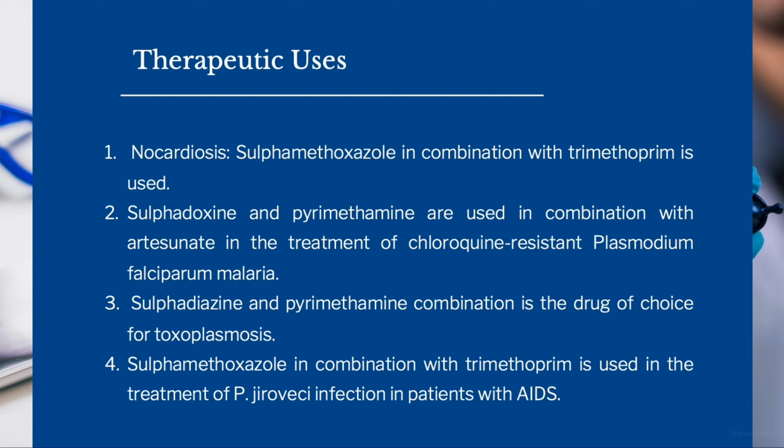Sulfadoxine and pyrimethamine are used in combination with artesunate in the treatment of chloroquine-resistant Plasmodium falciparum malaria. Sulfadiazine and pyrimethamine combination is the drug of choice for toxoplasmosis. In nocardiosis, sulfamethoxazole in combination with trimethoprim is used. This combination is also used in the treatment of Pneumocystis jirovecii infection in patients with AIDS.